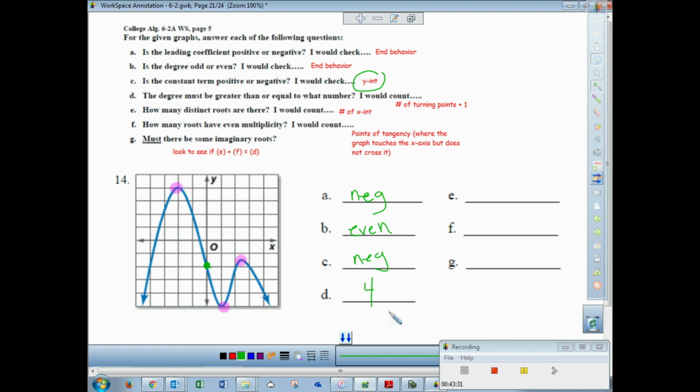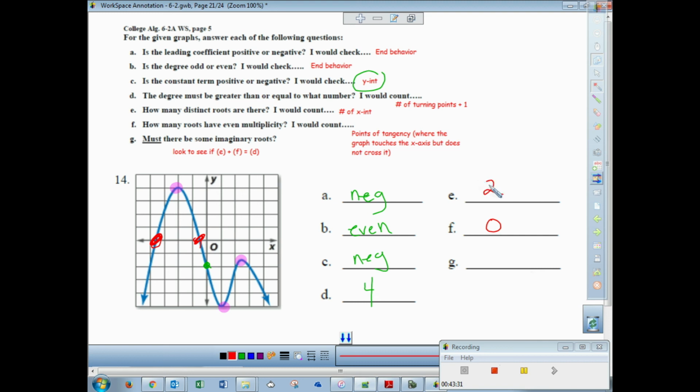How many distinct roots are there? 2. How'd you get 2? That's the x-intercepts. Do any of those roots have even multiplicity? Like, are they multiple roots? If those x-intercepts were points of tangency, these red dots here, are they points of tangency? So it says, how many roots have even multiplicity? None. So must there be some imaginary roots?